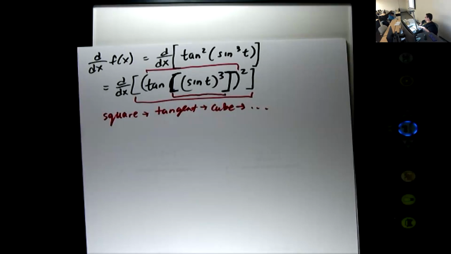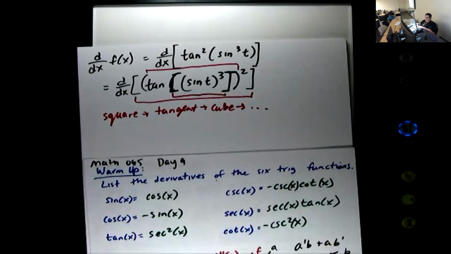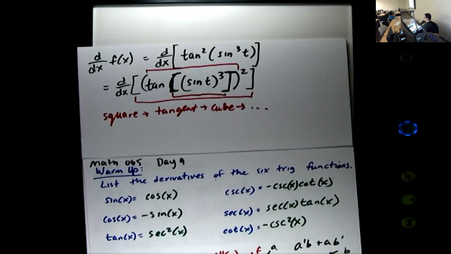This is way harder than anything on the test. There's a lot of steps here, right? Just take your time. If it helps, I'll put up our little warm-up derivatives of trig functions.